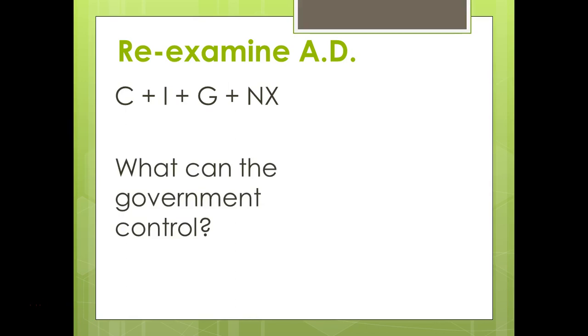So which of these can the government most directly control? The answer is clearly G, government spending. The government can't force people to consume more in their households. The government can't really force businesses to invest more, but they can spend more.